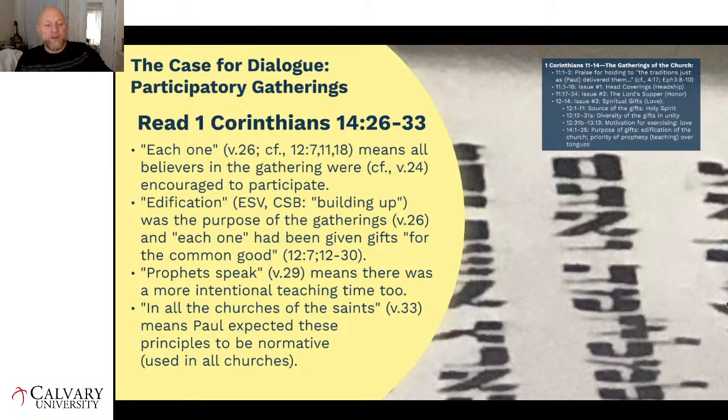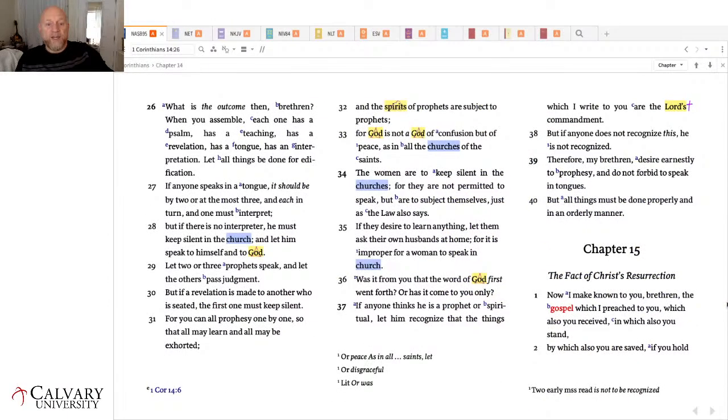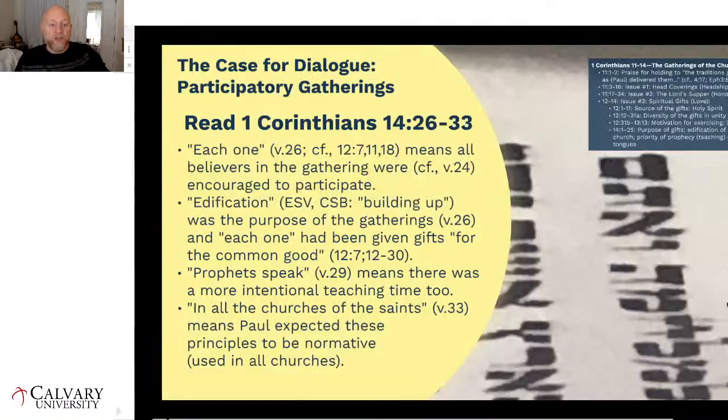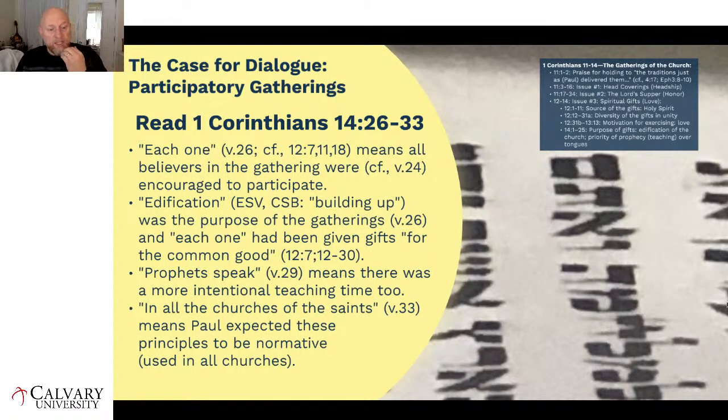And then in verse 33, he says, "For God is not a God of confusion, but of peace, as in all the churches of the saints." And this tells us that Paul expected these principles to be normative, to be used in all the churches. Okay, so that's a quick look at this important passage.